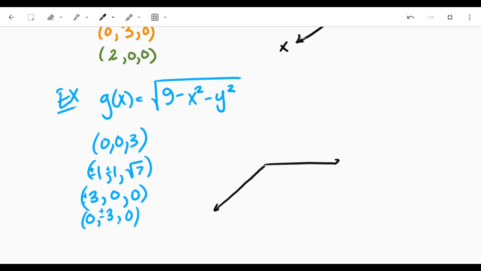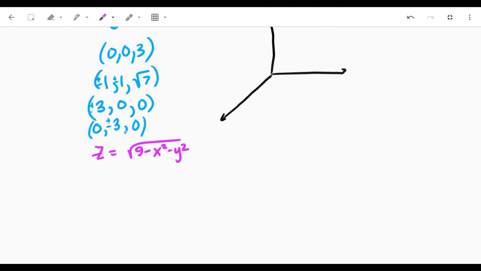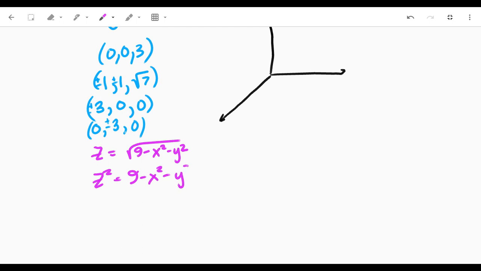this is actually a hemisphere. And it's only the top, because be careful, some kids get tempted to say, well, make that z equals the square root of 9 minus x squared minus y squared. Square both sides. So we have z squared equals 9 minus x squared minus y squared. So x squared plus y squared plus z squared equals 9, and that's a sphere.